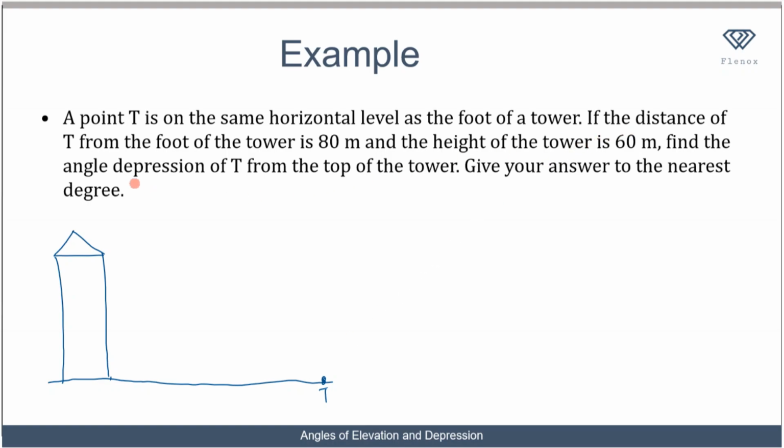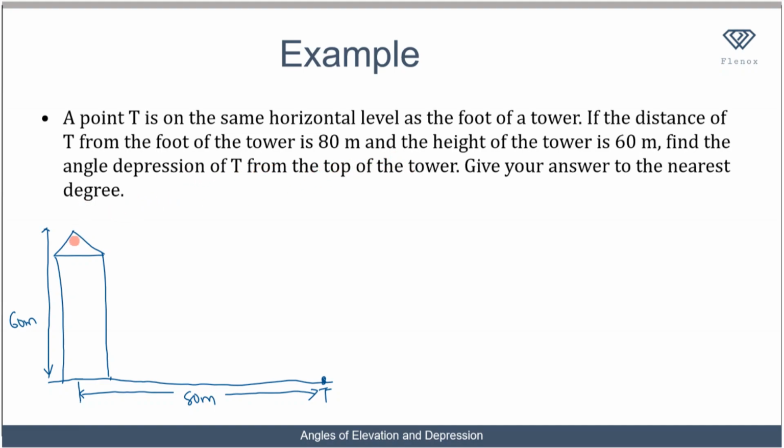If the distance of T from the foot of the tower is 80 meters, so the distance from the point T to the foot of the tower over here is what? 80 meters. So the distance between those two points is 80 meters. And the height of the tower is 60 meters. And the height of the tower over here is what? 60 meters. Find the angle of depression of T from the top of the tower.